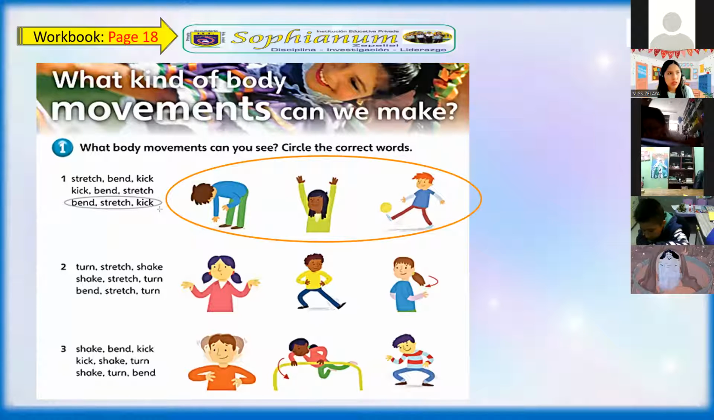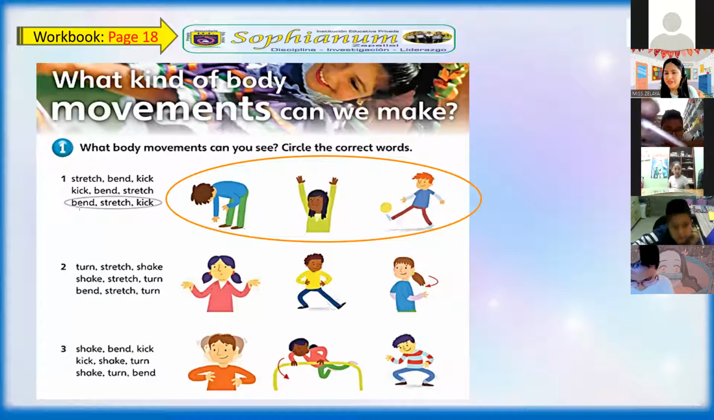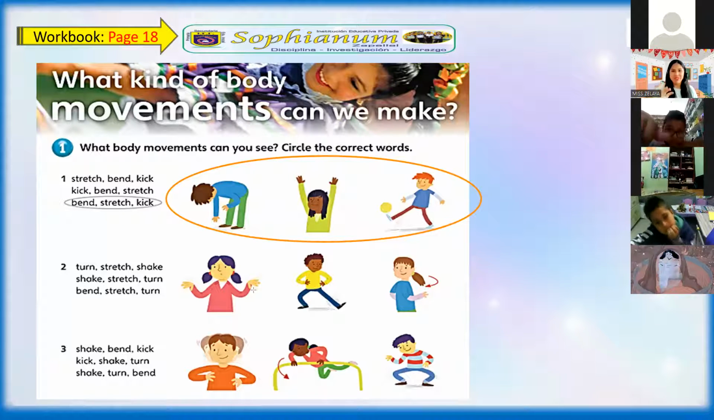So what of the three options is the correct movement? Stretch, bend, kick? Kick, bend, stretch, or bend, stretch, kick? What is correct for you? Bend, stretch, kick. Yes, very good, Michael. So in number one is bend, que es doblarse, stretch, que es estirarse, and kick, que es patear.